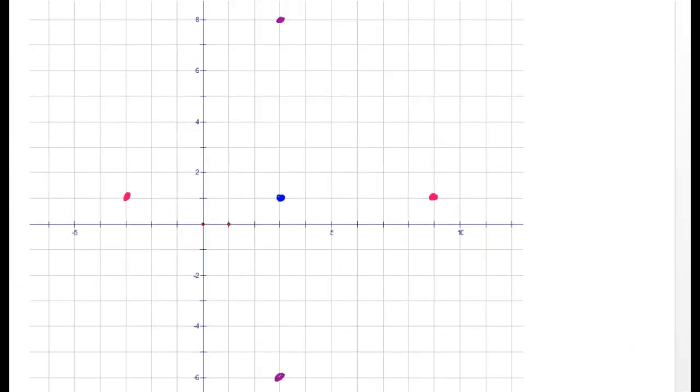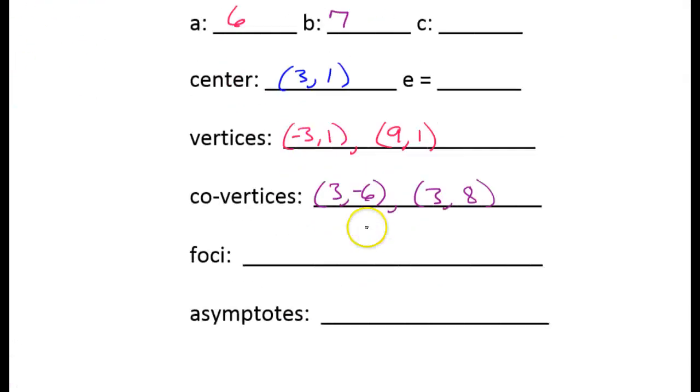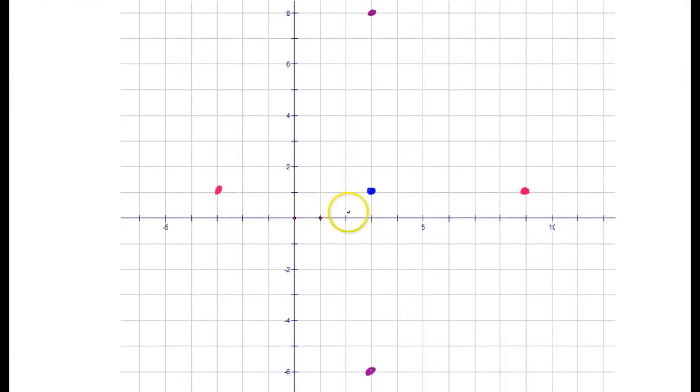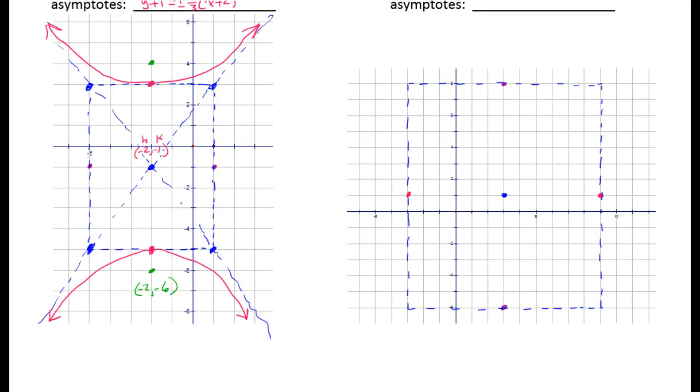At this point, I like to go ahead and draw the rectangle that passes through the vertices and the covertices. So let's go ahead and draw this rectangle, which ultimately will reveal the asymptotes. So here's my rectangle. So my asymptotes are going to go through the diagonals of this rectangle. So I'm going to have an asymptote that goes like this. And I will have an asymptote that goes like this.